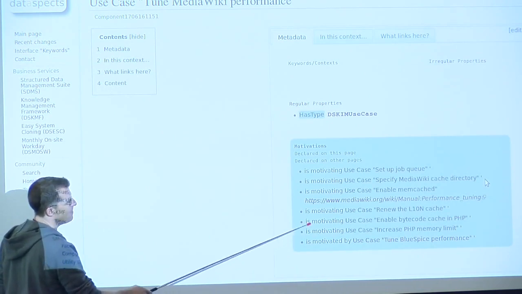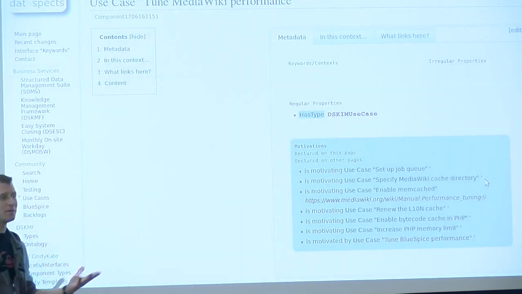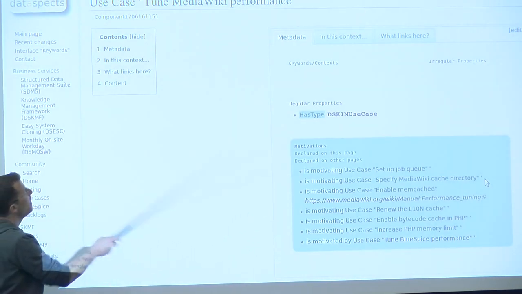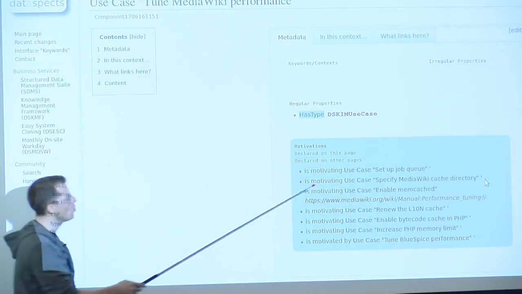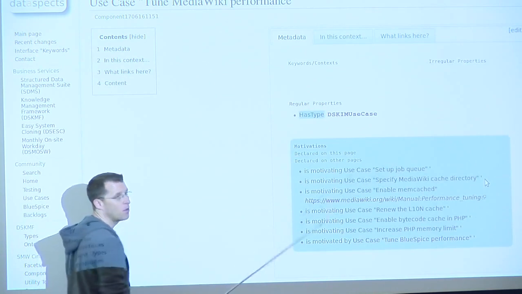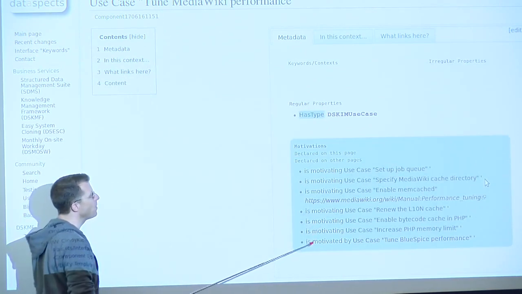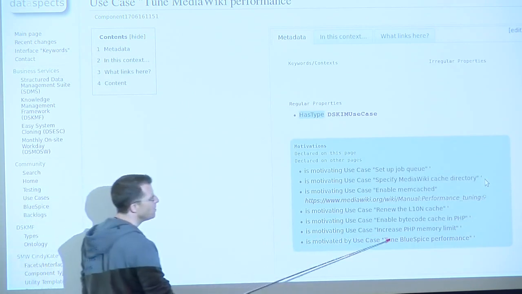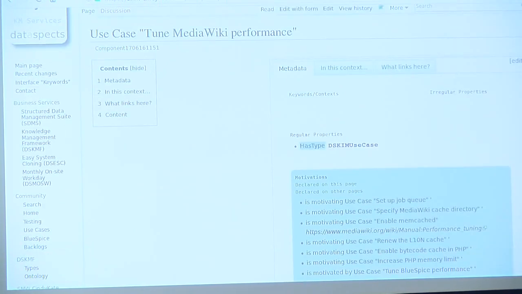Now, the naming of these properties is probably not ideal. I had people telling me this is totally unclear, but the concept is important. I mean, you could also say, if you do this, you want to make sure, oh, that's great, yeah, you want to make sure you set up a job queue. Or if you do this, you probably want to do that because you want to tune BlueSpice performance. And this can be then, I think it's the ontology.